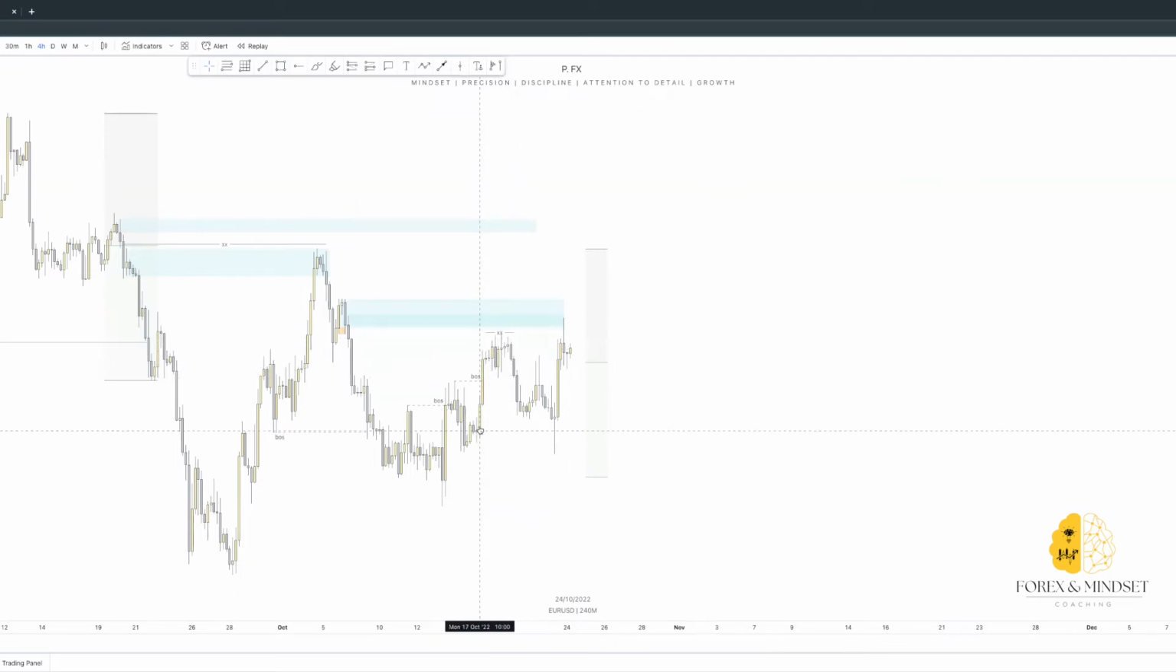But if you look at demands, none of them had been taken out. This hasn't been taken out. It has only been swept. So I think that internally on 4H, we are still going up. Okay, I don't think we have finished going up.